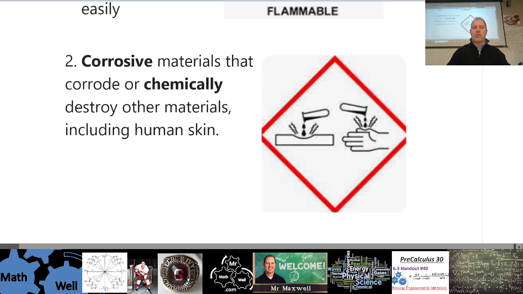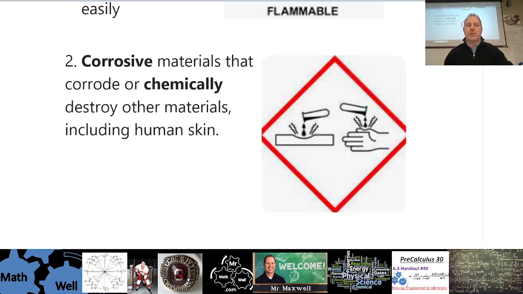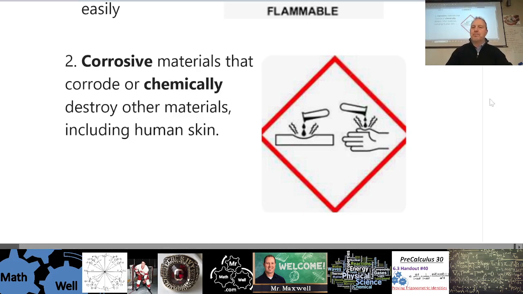Now, two, corrosive materials. This is typically your corrosive materials symbol, where they're pouring little bits of whatever this corrosive material is. It's eating into a metal bar here, or it's eating into your hand. Ouch. That's the symbol. So corrosive materials are materials that corrode or chemically destroy other materials, including human skin. Okay, all sorts of acids and different things like that.